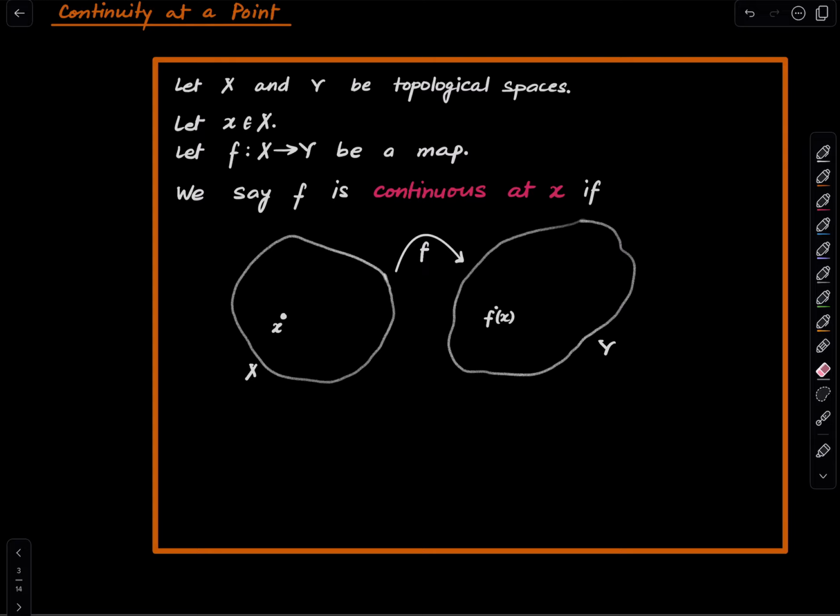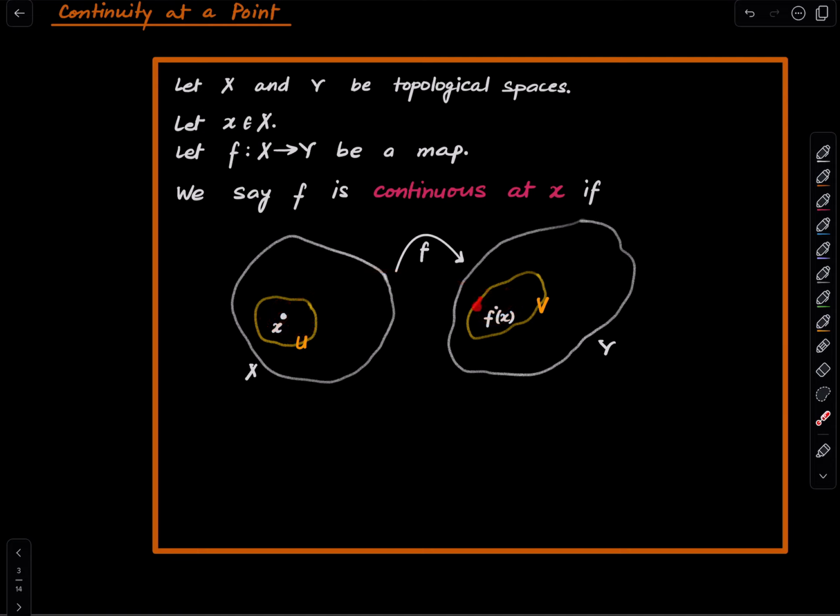Anyway, so what are we saying? Whenever you choose a neighborhood V of f(x), there should exist some neighborhood U of x such that all of U maps inside V.